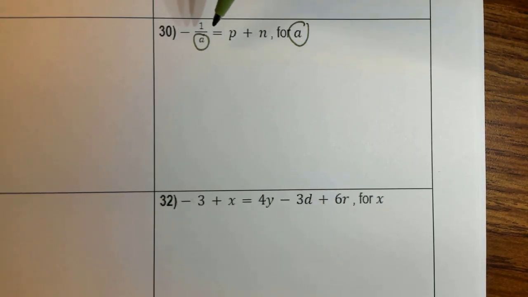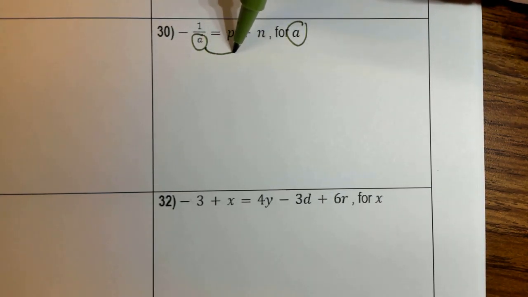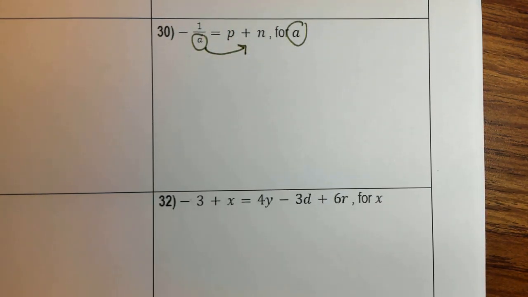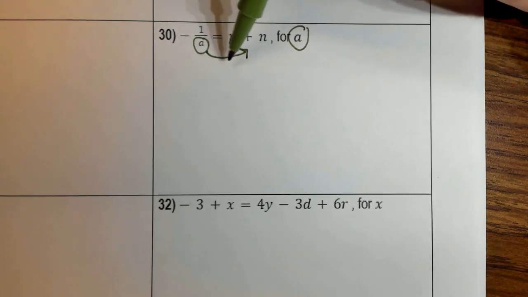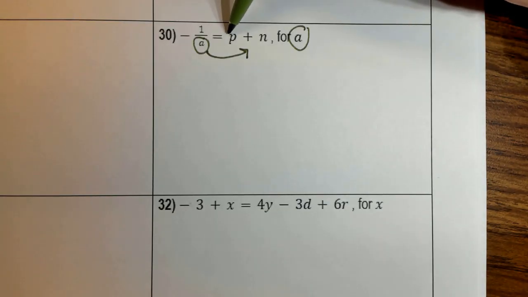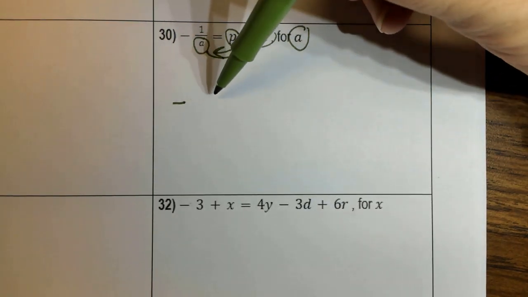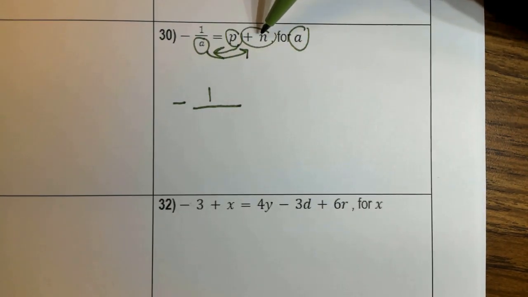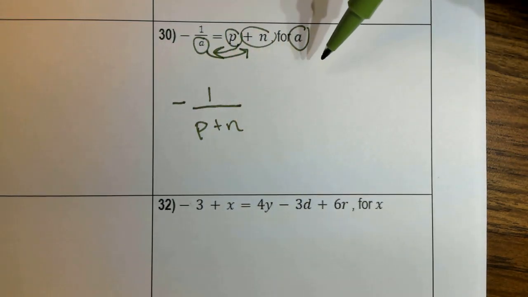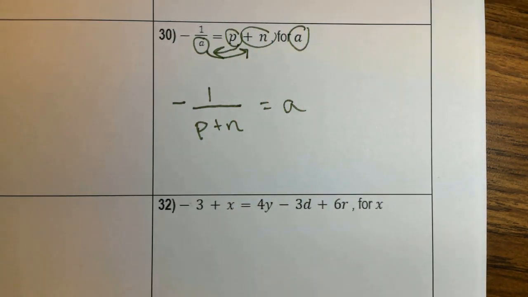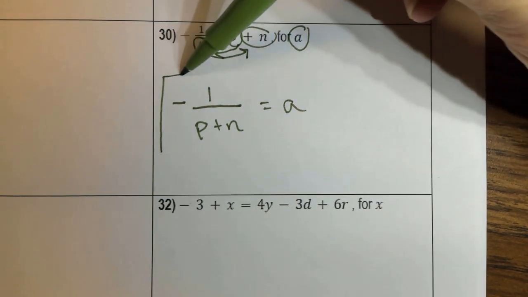All right, so I'm going to do the same thing though, right? The A is going to move over here. And remember how I said it switches places with the other side? That means everything on that side, like the whole side, like all of it, not part of it. So if the A comes over here, the P plus the N, like all of it, is going to go over here, okay? So look, I'm going to have negative 1 over P plus N. All of it has to move. And then the A is over here by itself, and I have finished. That's it.